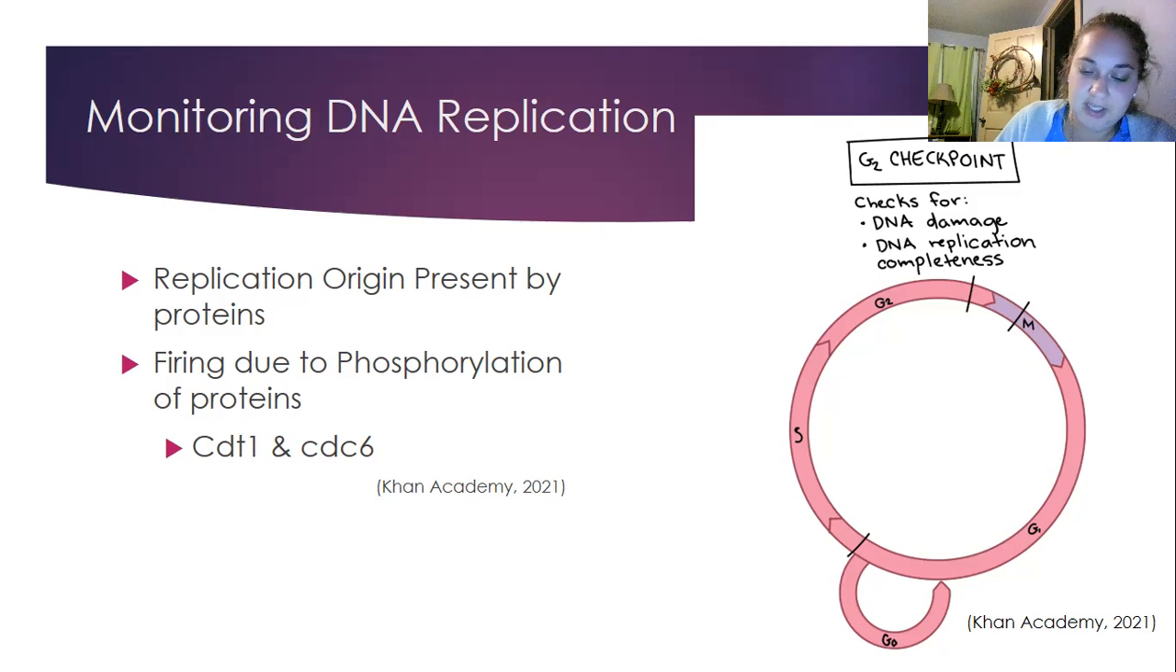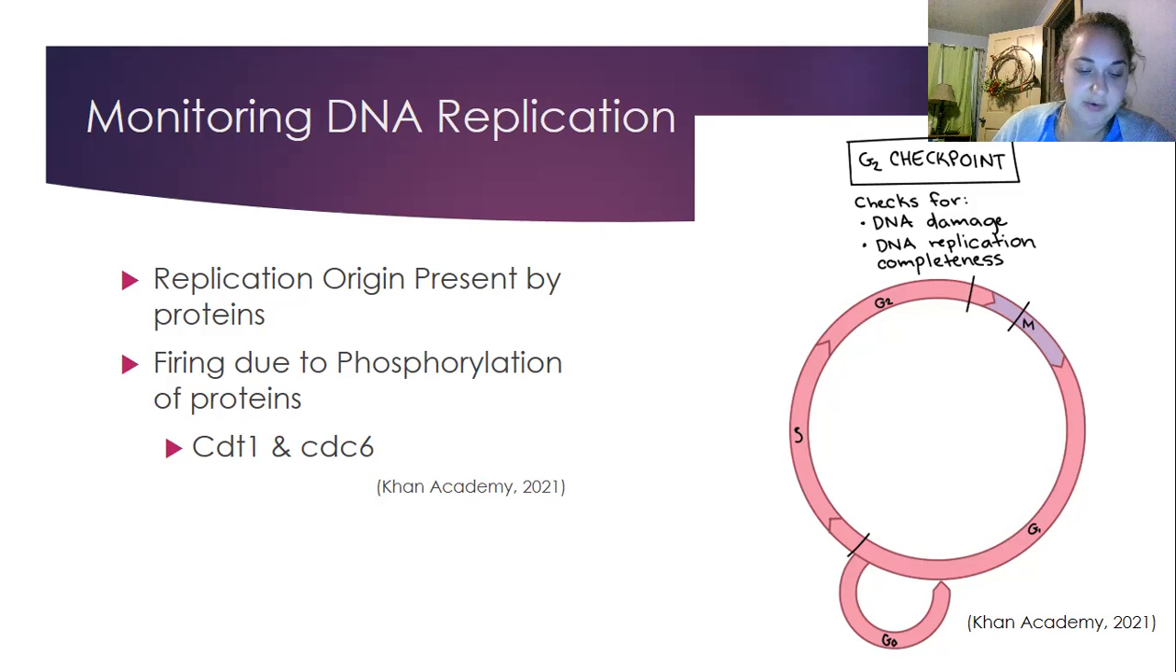So DNA replication happens at specific locations that are brought on by proteins. So the replication only happens once per cell cycle. And that's really important to know, as it only happens one time. This site is also known as the replication origin.